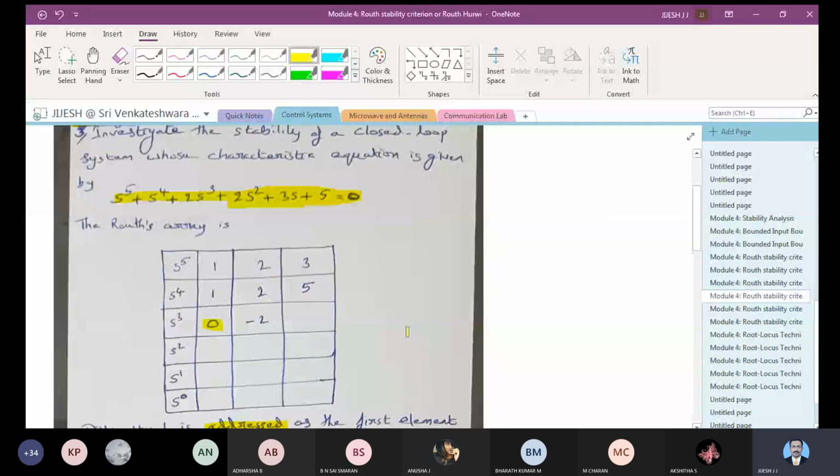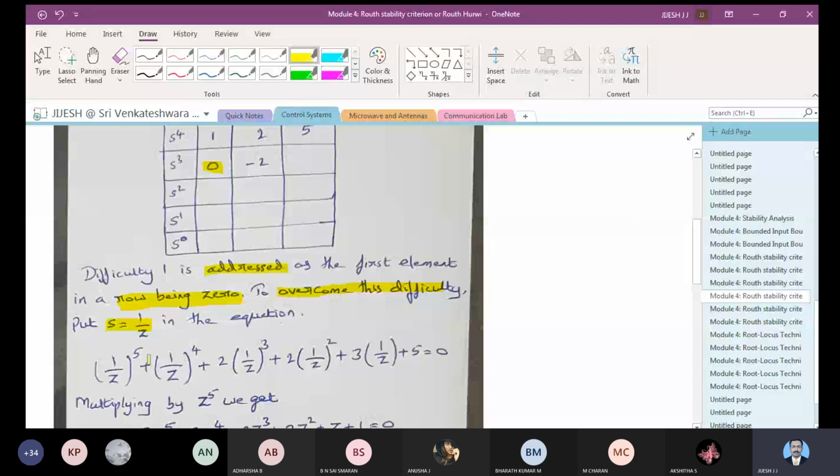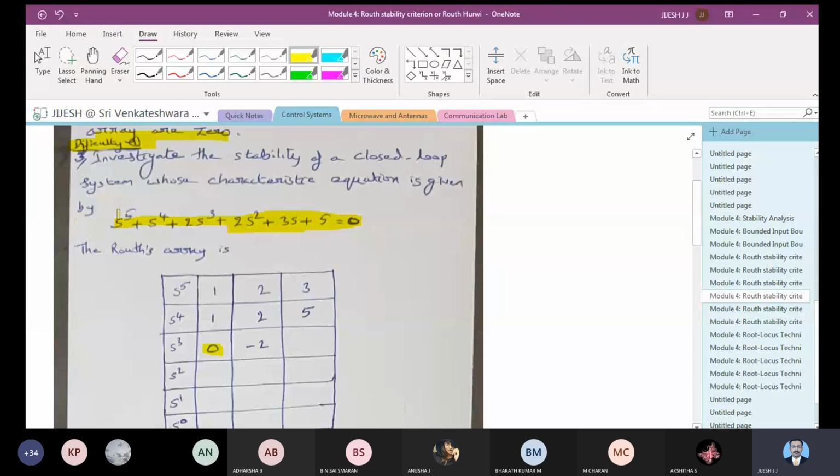So let us substitute 1 by Z for the characteristic equation. So it will be 1 by Z raised to 5, 1 by Z raised to 4, 2 into 1 by Z raised to 3, 2 into 1 by Z raised square, 3 into 1 by Z plus 5 is equal to 0. So you are going to substitute in place of S as 1 by Z. All of you do it fast. So you'll get this equation.